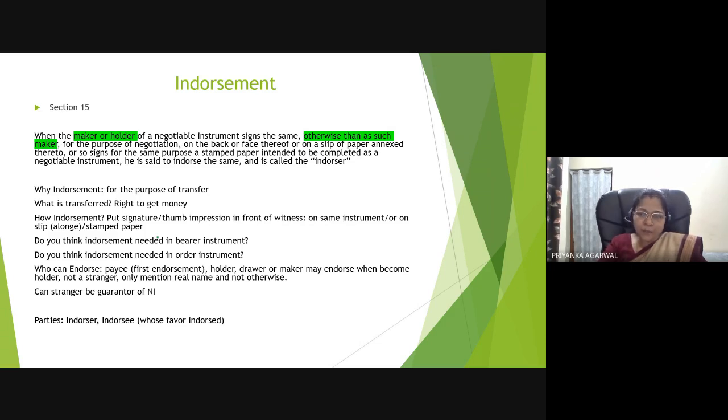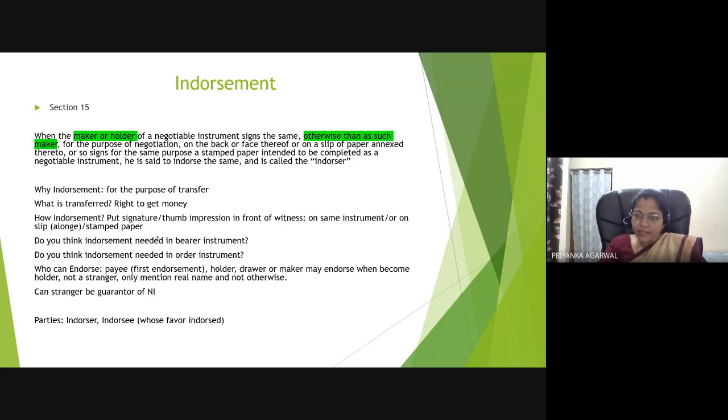The whole purpose of endorsement is transferability. And if, by just delivering, a certain instrument is transferred, then you need not endorse it, right? And in the bearer instrument, there is no specified person's name. So any person who is holding that instrument can transfer it just by delivery. So there is no requirement of endorsement in the case of a bearer instrument. But do you think endorsement is needed in an order instrument?